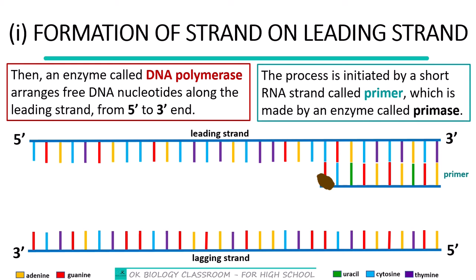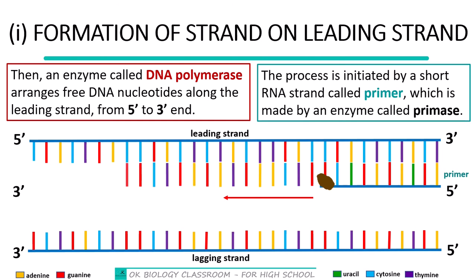After the DNA polymerase has been attached to the end of the primer, this DNA polymerase, which is an enzyme, is now going to continue the arrangement of the free nucleotides of DNA along the leading strand. So in this manner, from the 5' end to the 3' end, in this direction. So like this, free nucleotides are arranged by the DNA polymerase against the original leading strand. And this happens along the entire length.